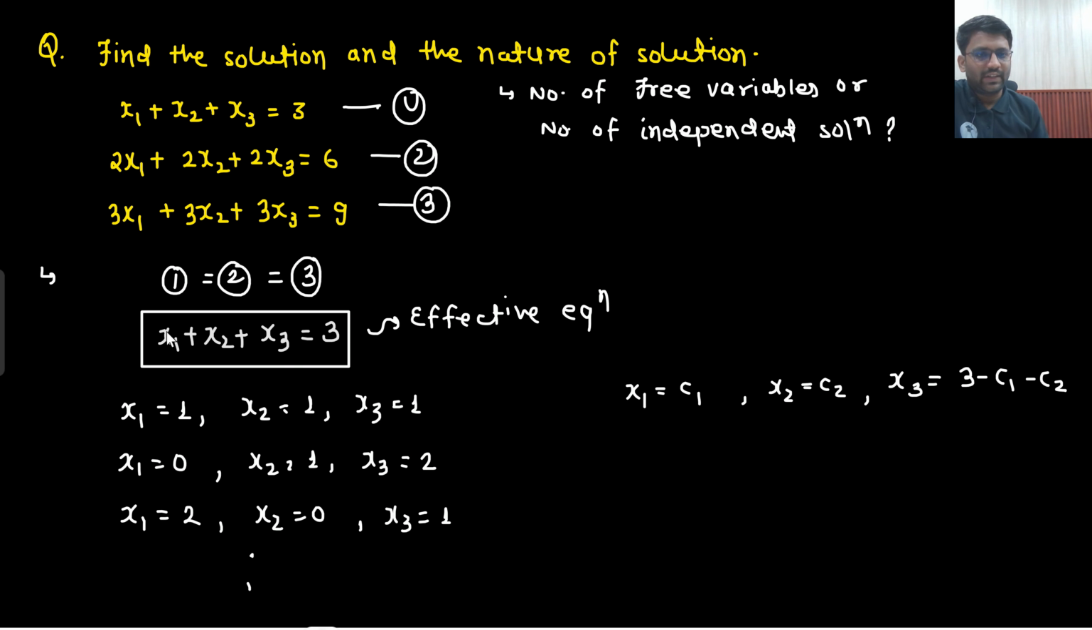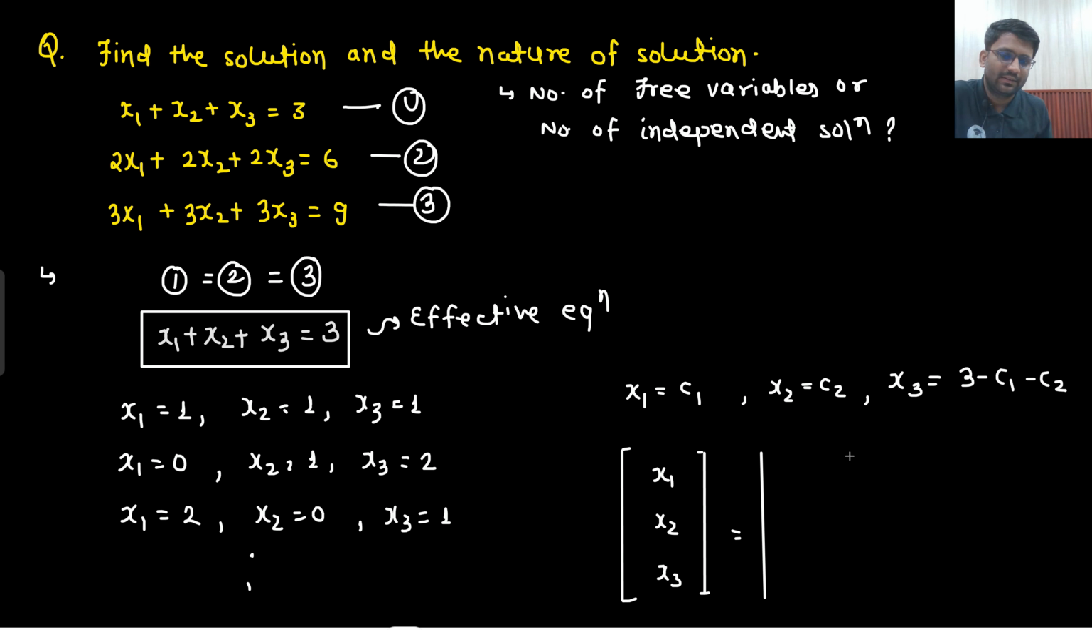If I keep x1 as c1, x2 as c2, then the value of x3 will be 3 minus c1 minus c2. So what will be my solution vector? The solution vector x1, x2, x3 would look like this: x1 is c1, x2 is c2, and x3 is 3 minus c1 minus c2.